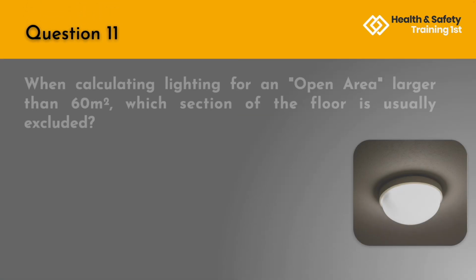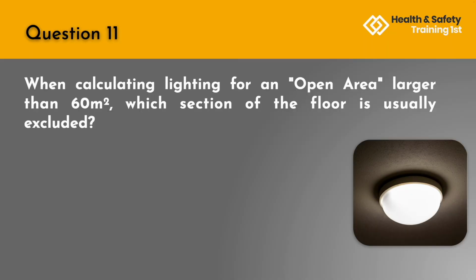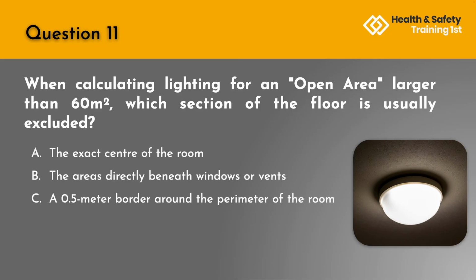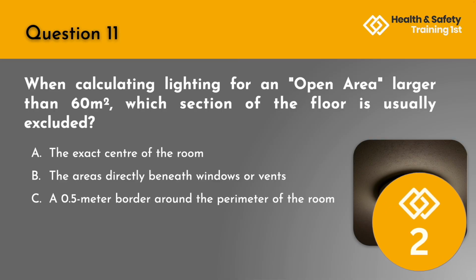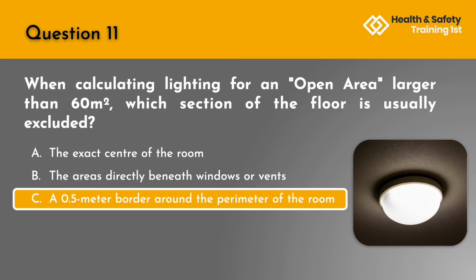Question 11. When calculating lighting for open areas larger than 60 metres squared, which section of the floor is usually excluded? A. The exact centre of the room. B. The areas directly beneath windows or vents. Or C. A 0.5 metre border around the perimeter of the room. The correct answer is C. A 0.5 metre border around the perimeter of the room.